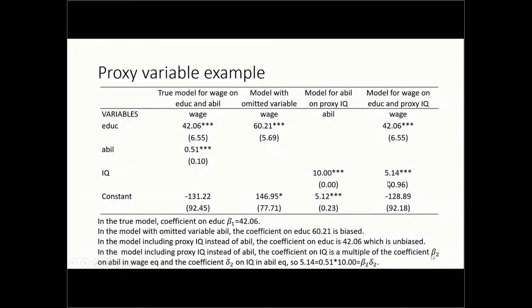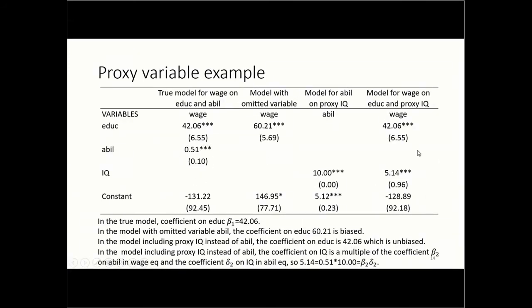So this coefficient here, again, is a multiple of the effect of ability on wage times how IQ is related to ability. So sometimes this coefficient may be of interest here. But again, the reason why we have a proxy included is because now this coefficient on education is not biased. Now, if we didn't have data on ability, like we actually didn't have, we would never know this coefficient here to begin with, because we cannot run this model.